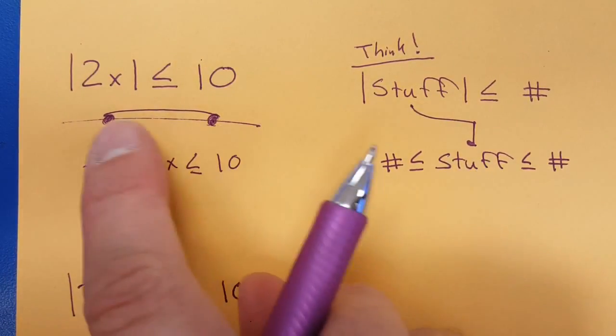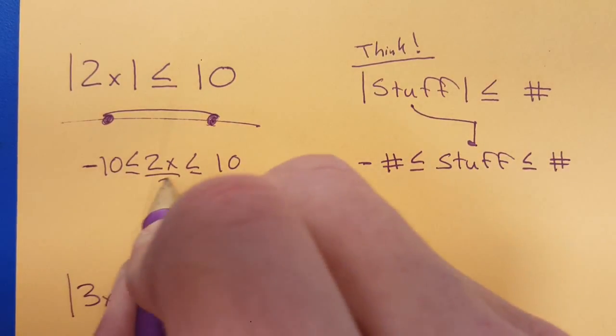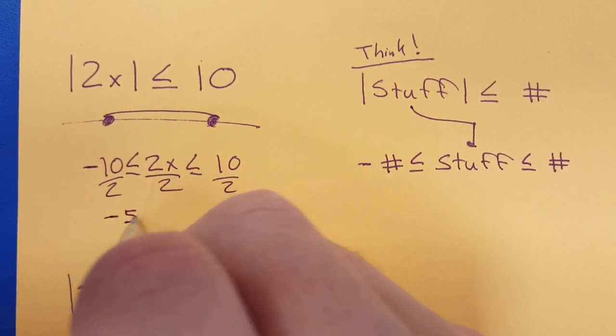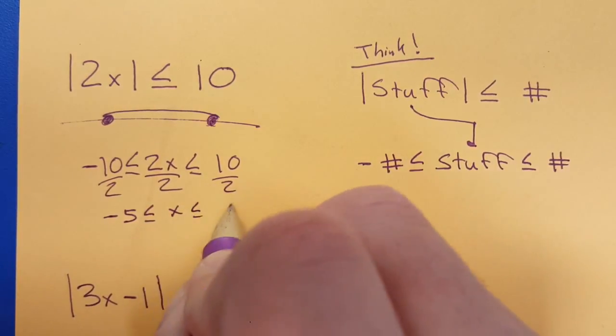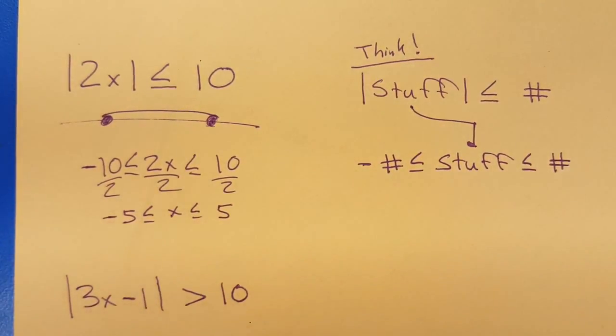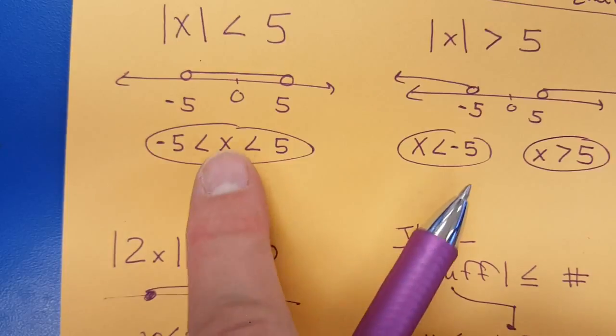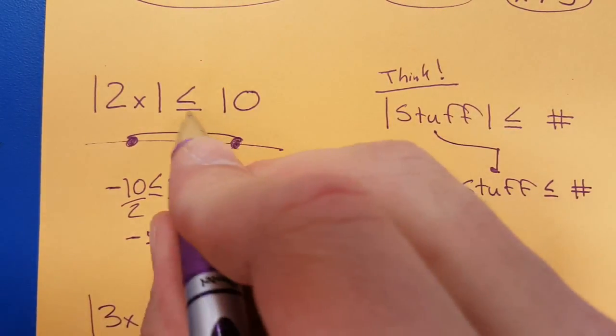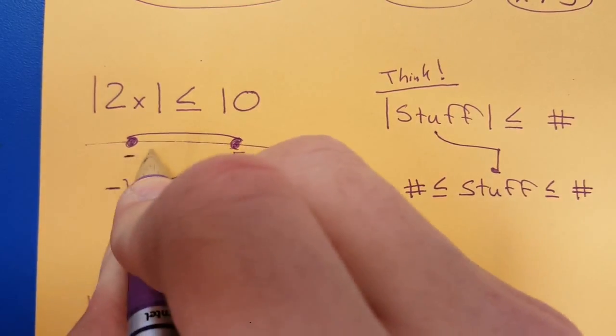So don't put 10 and 10 here yet. We got to solve this thing. Divided by 2, and divided by 2. Negative 5 over here, less than or equal to x, less than or equal to 5. That is a pure coincidence. I did not mean to have it be the exact same interval. Well, it's not quite the same. It's a little bit different. This one's inclusive because it's including the endpoints.